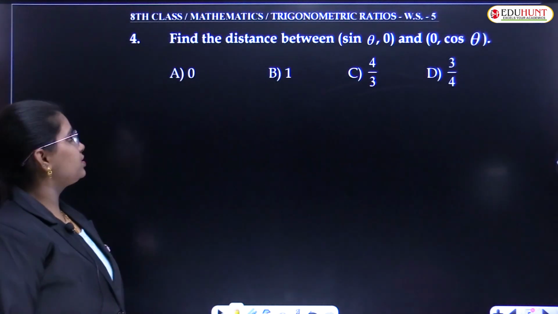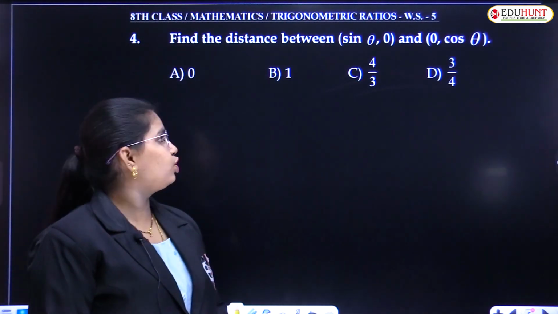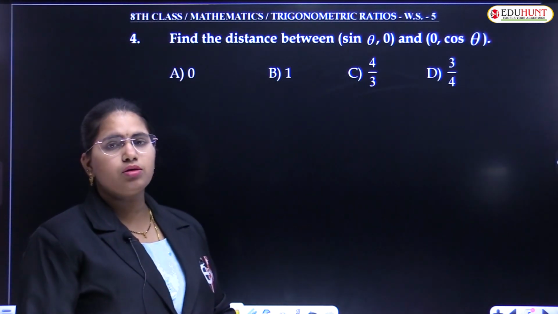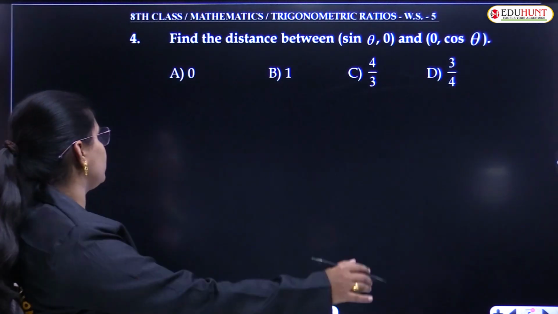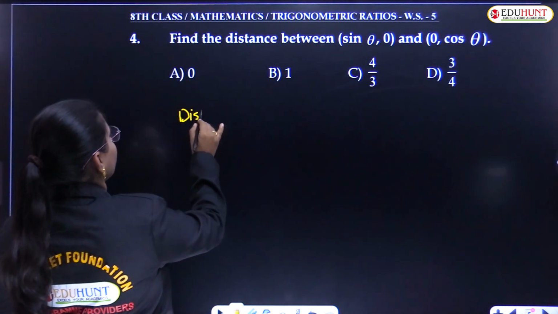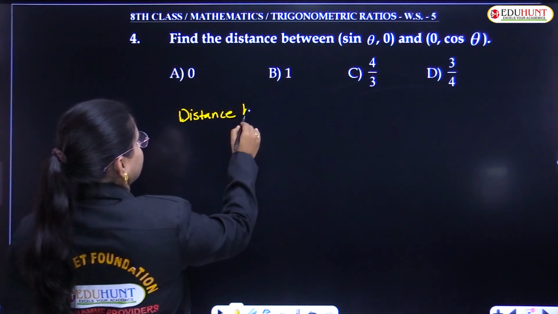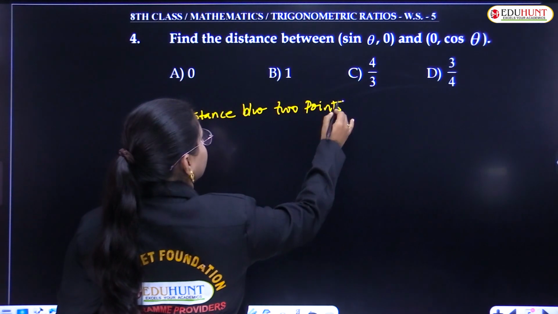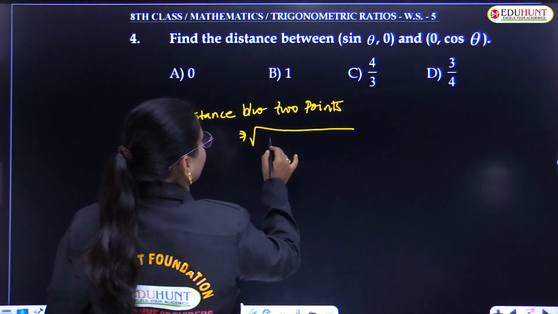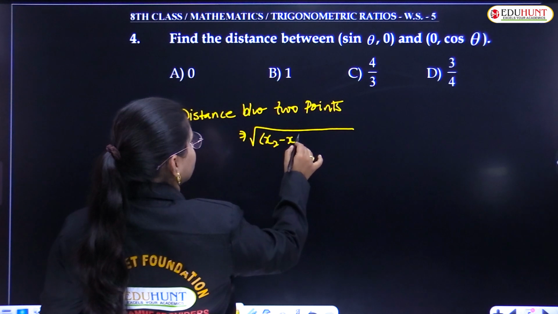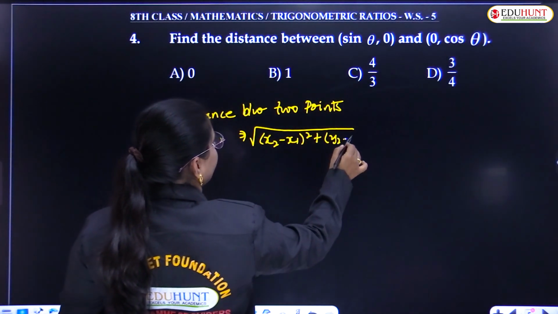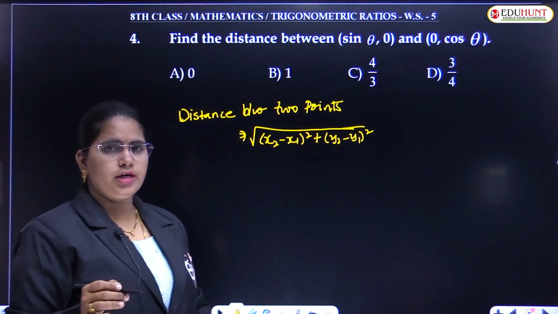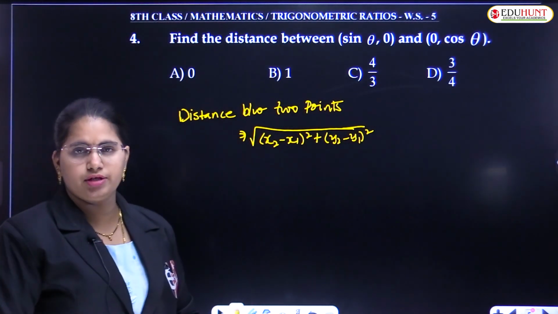Next question. Find the distance between sin theta comma 0 and 0 comma cos theta. What is the distance formula between 2 points? We know that the distance between 2 points in coordinate geometry is the square root of x2 minus x1 whole square plus y2 minus y1 whole square. This formula we will learn in coordinate geometry.